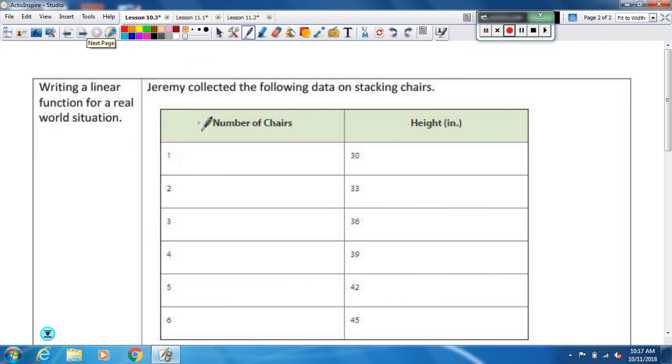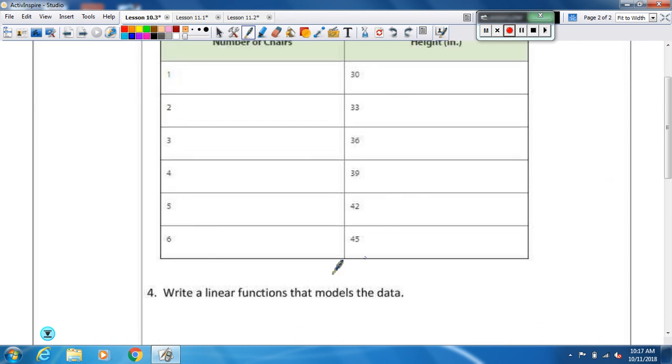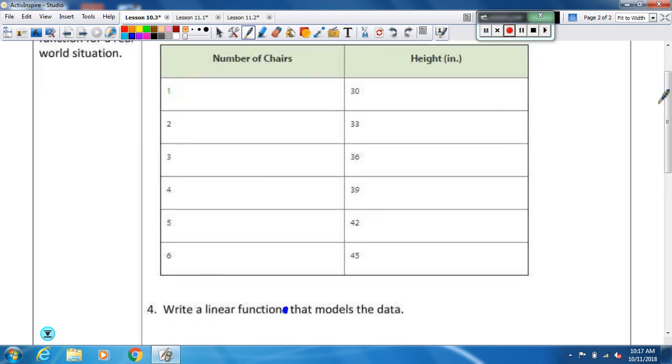Jeremy collected the following data on stacking chairs. Write a linear function, should say function, just one function, that models the data. When you're writing a linear function, you want to work the table backwards, so the height goes in front of the equal sign. So the height equals, okay, so we're putting this in the form y equals mx plus b, slope-intercept form.